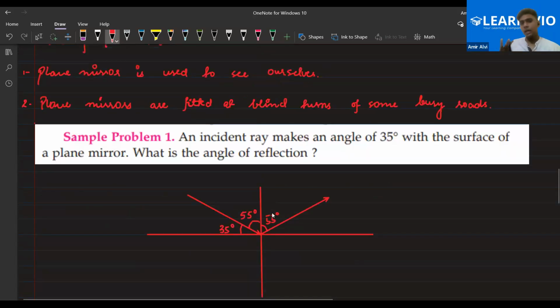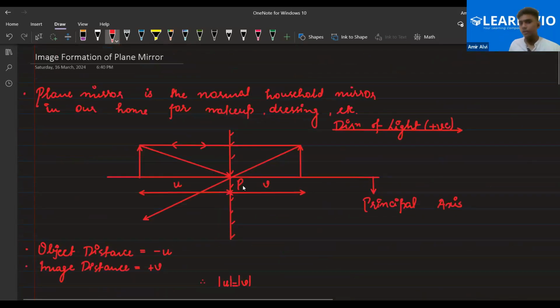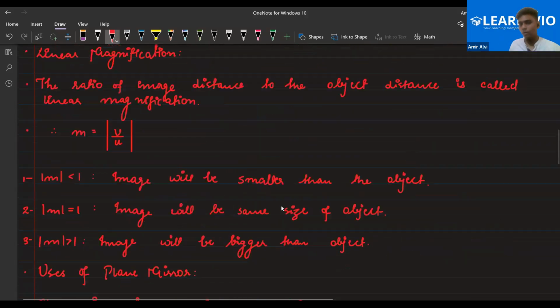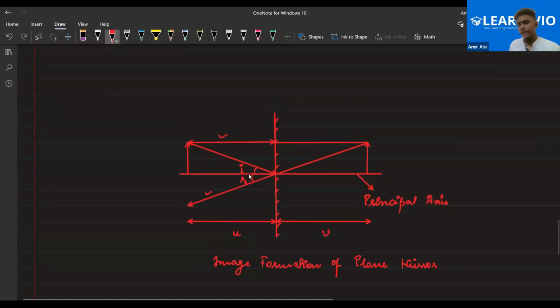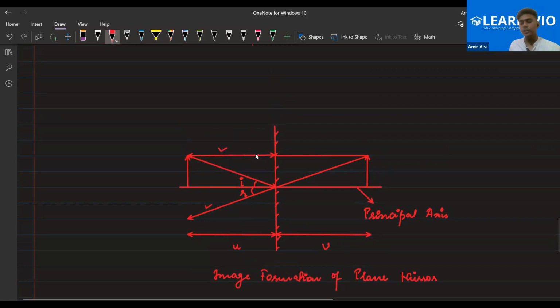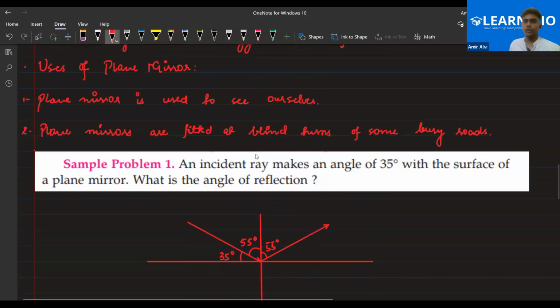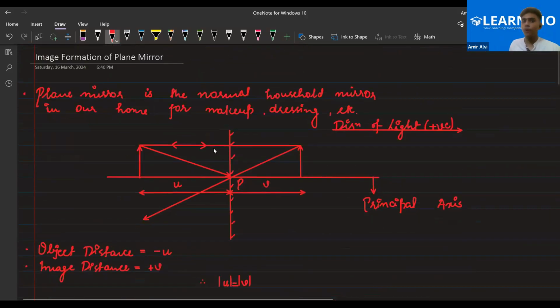In the start it was not that clear, but right now this is called the plane mirror. We will also discuss what sign convention is when we start the spherical mirror; we will discuss that portion then. Right now sign convention is not that much required. Is this clear? Sure, that's great. So that's how the image is formed by the plane mirror.